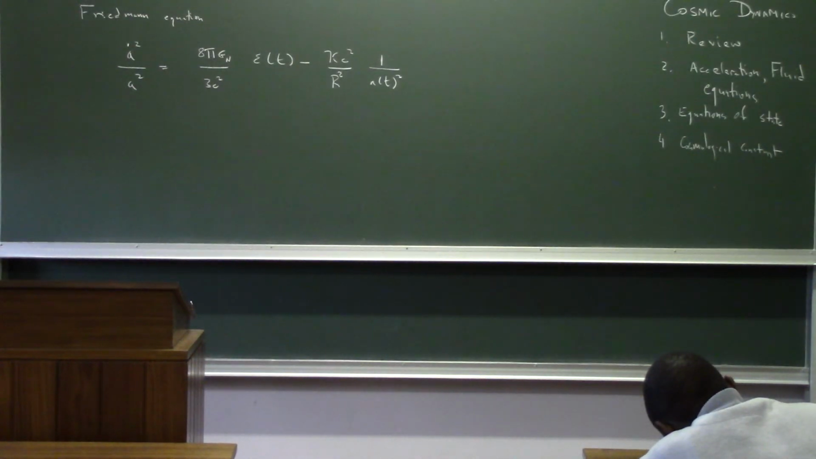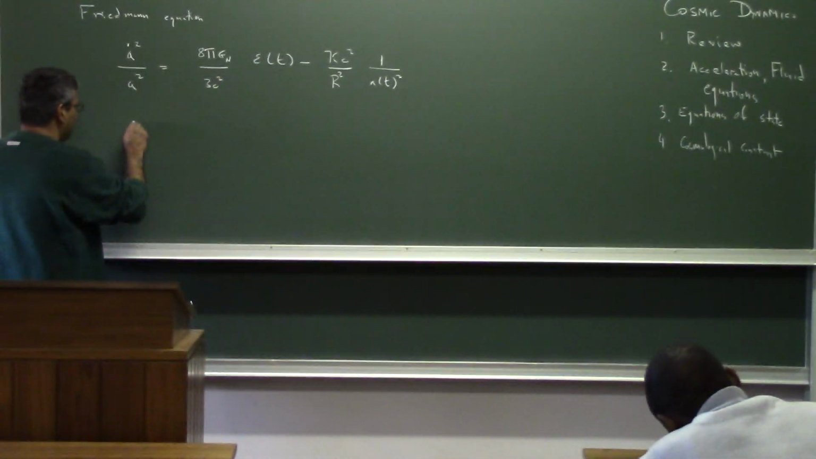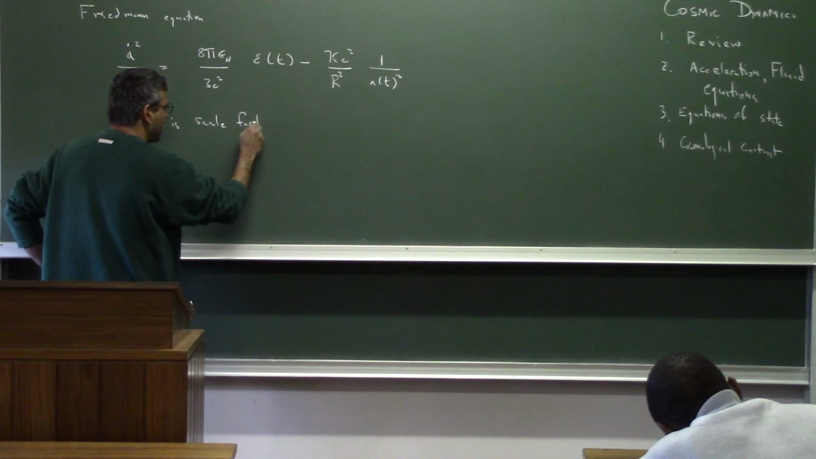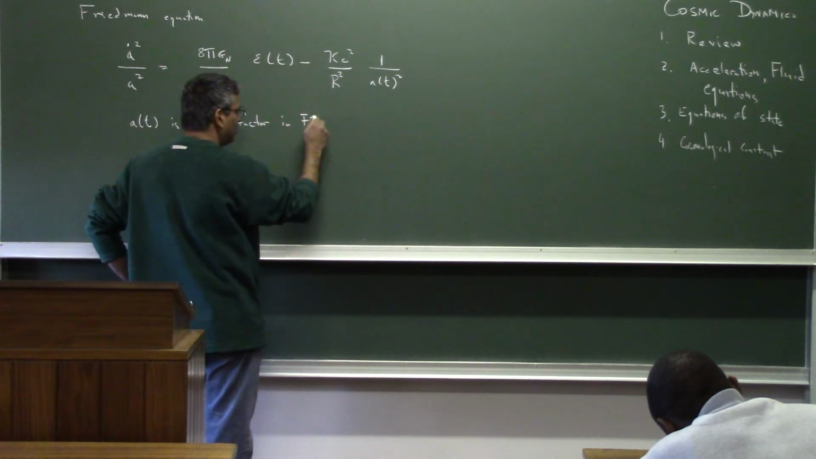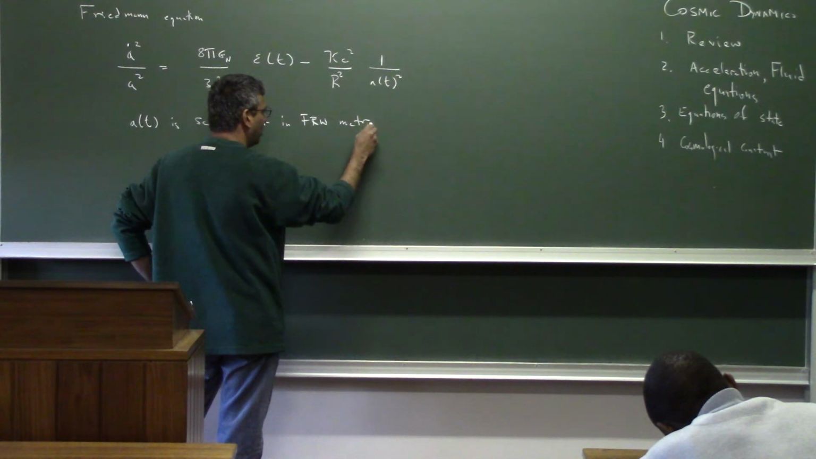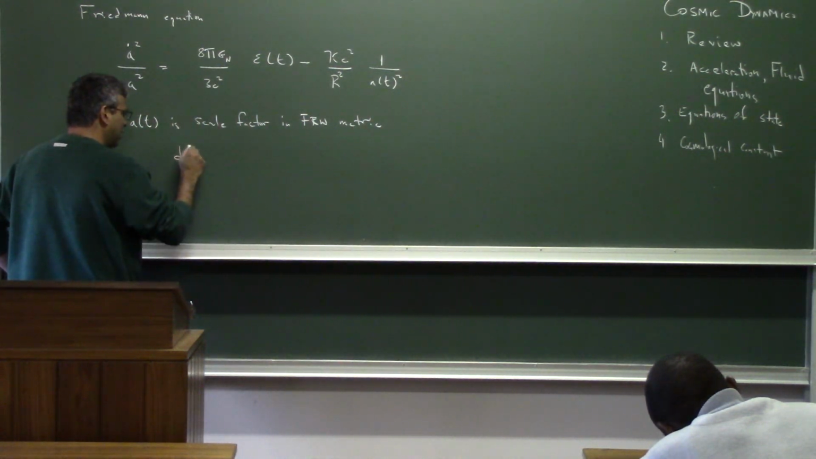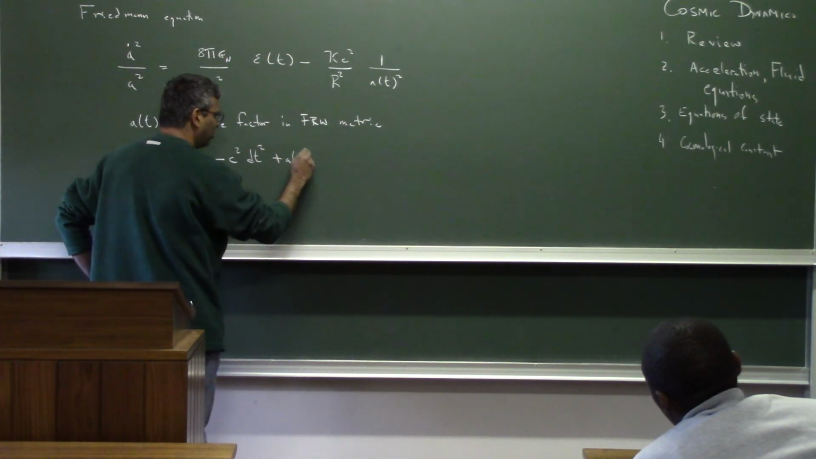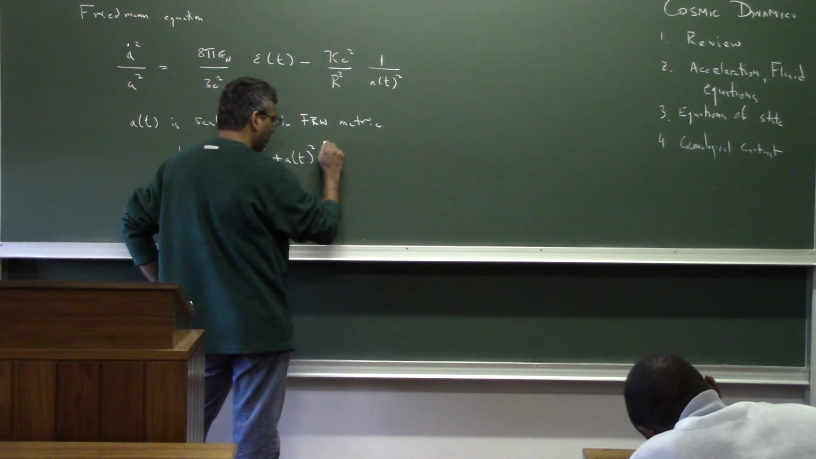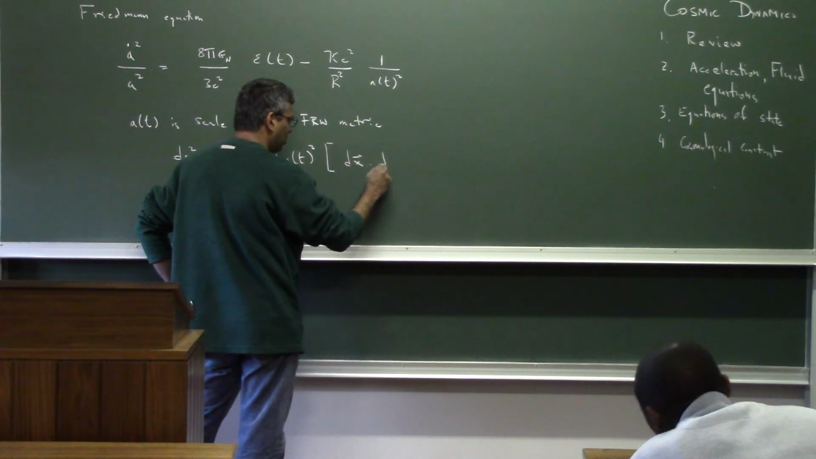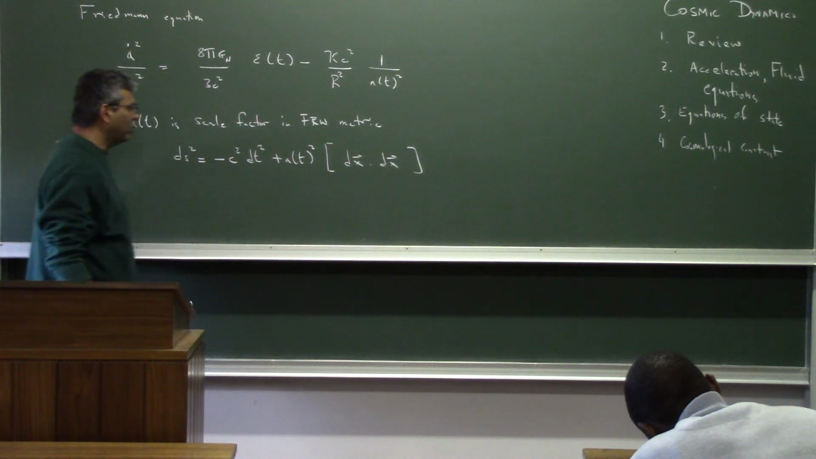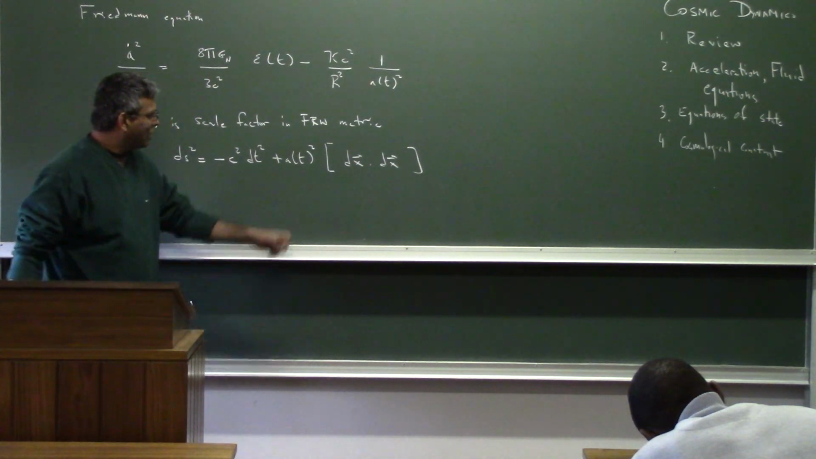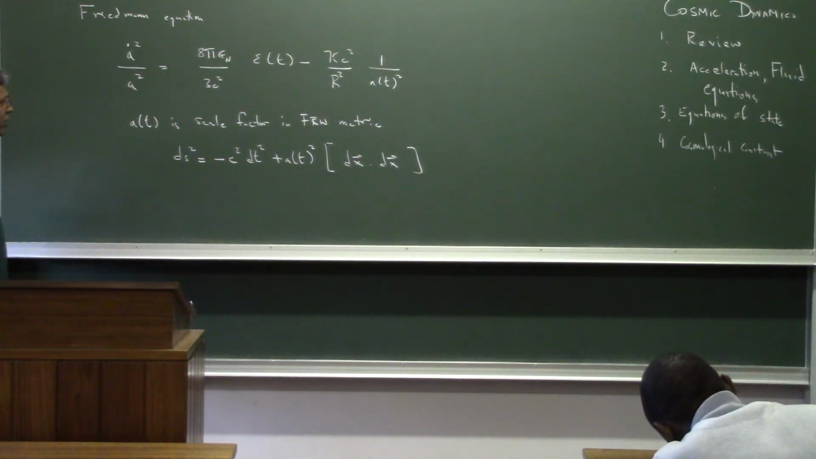So here in this equation, a of t is the scale factor in the FRW metric. The FRW metric was ds squared is minus c squared dt squared plus a of t squared dx dx. So this is the scale factor that describes the size of the spatial directions in this metric.